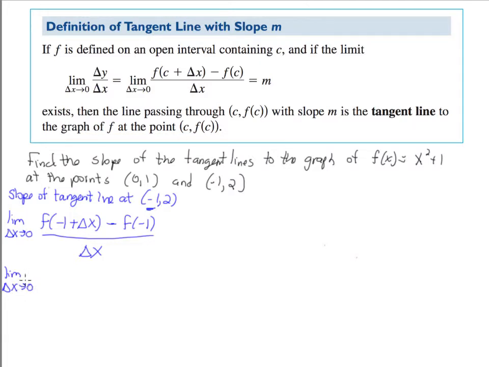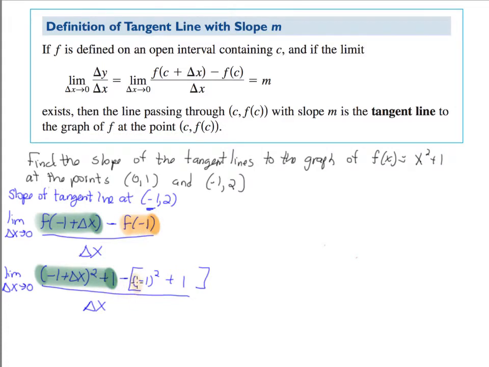Next, I'm going to figure out what f of negative 1 plus delta x is by replacing every x in my function with negative 1 plus delta x, which will give me negative 1 plus delta x, quantity squared, plus 1. Now I'm going to find my function value when x is negative 1, so that's negative 1 quantity squared plus 1. Remember, I have to subtract that whole function value, that whole f of x term. So make sure you put the big parentheses there and distribute the negative to all terms. In the orange here, make sure that negative gets distributed to all terms.